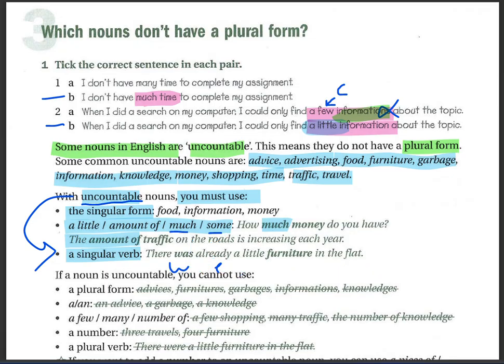So, do you have any questions here? Or do you need to put more time on it? You can pause the video and read the sentences again. That's going to help you.